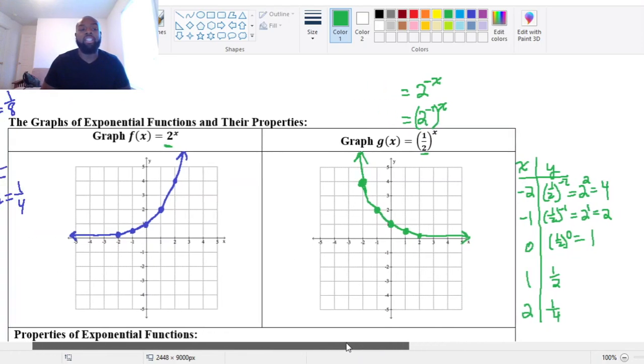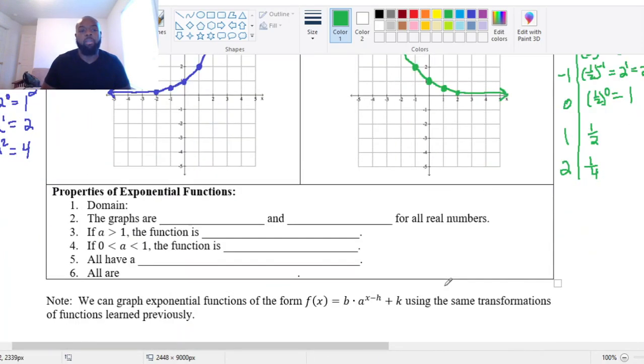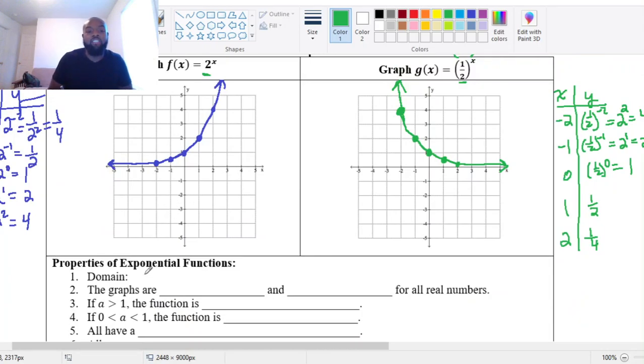Now, there are some properties about both of these graphs that we're going to talk about. For instance, the domain of both of these includes all real numbers, right? Negative infinity to infinity. The range of these two functions is y greater than 0. There is never going to be a negative number, and these things would never equal 0, right? The graphs are smooth and continuous. So those are some nice properties when we try to do calculus. So it's smooth and continuous for all real numbers.